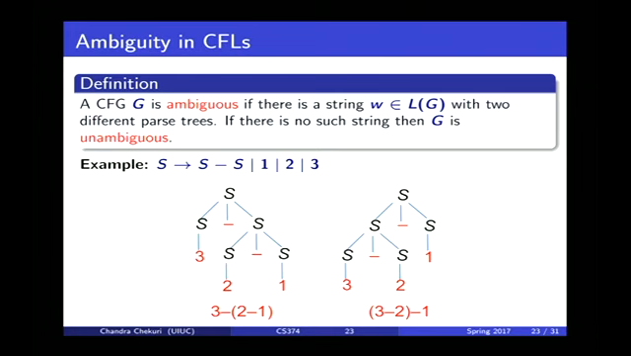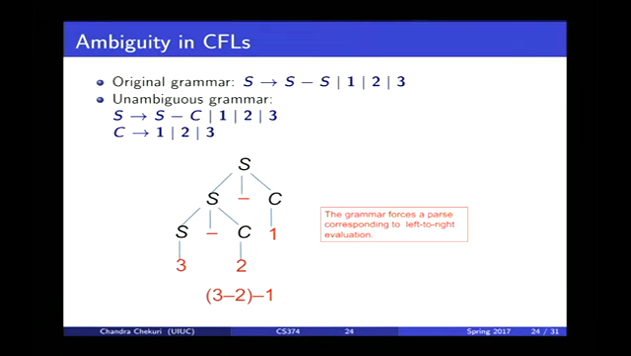So can we make this grammar unambiguous? You can change this grammar by adding a new symbol. S goes to S minus C, or 1, 2, 3, and C goes to 1, 2, 3. Okay? If you do that, it's forcing you to do what? It is forcing you to do left to right. You can verify it later, right? So you can prove that this grammar is unambiguous. So ideally, we would like to take a grammar and make it unambiguous if possible, right?